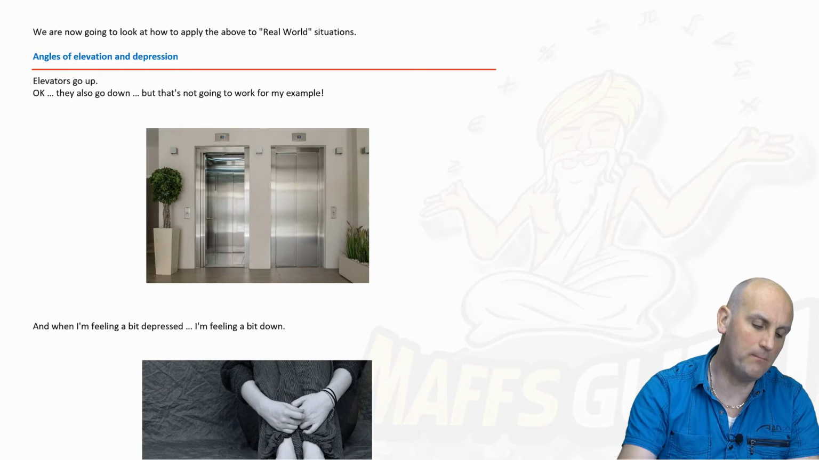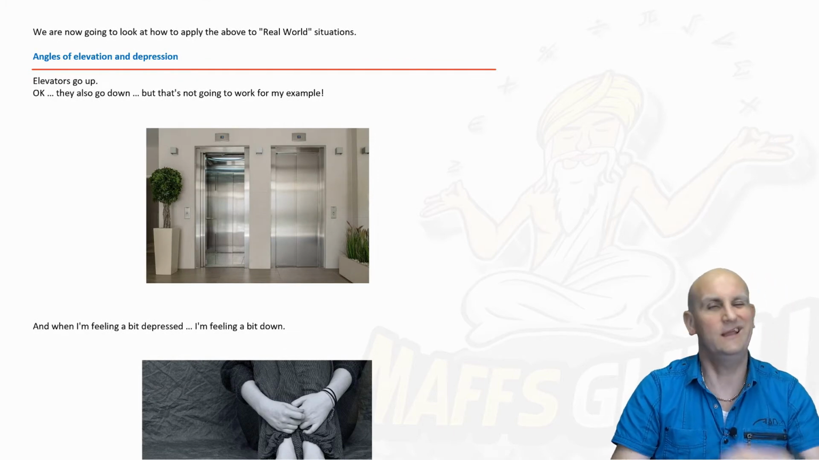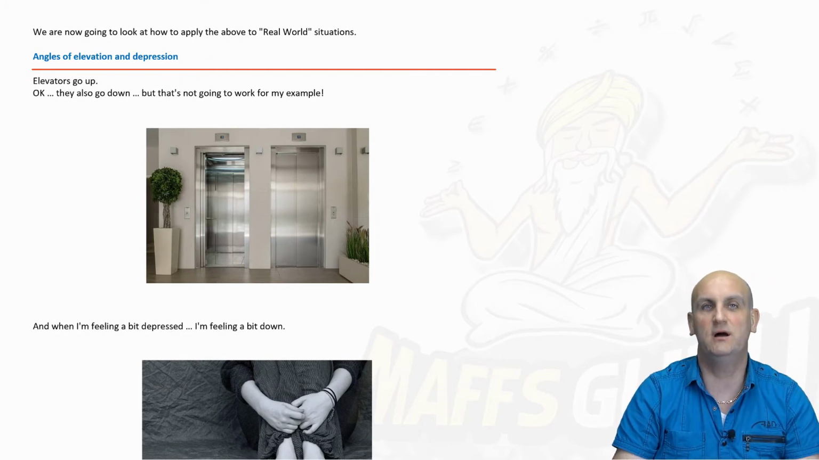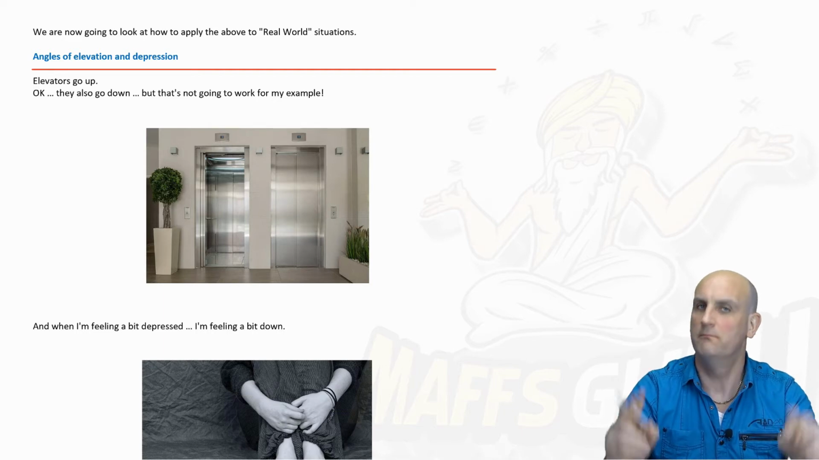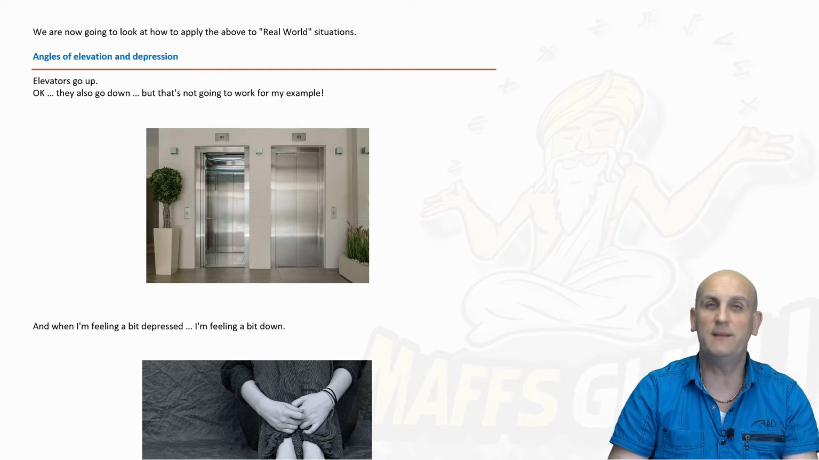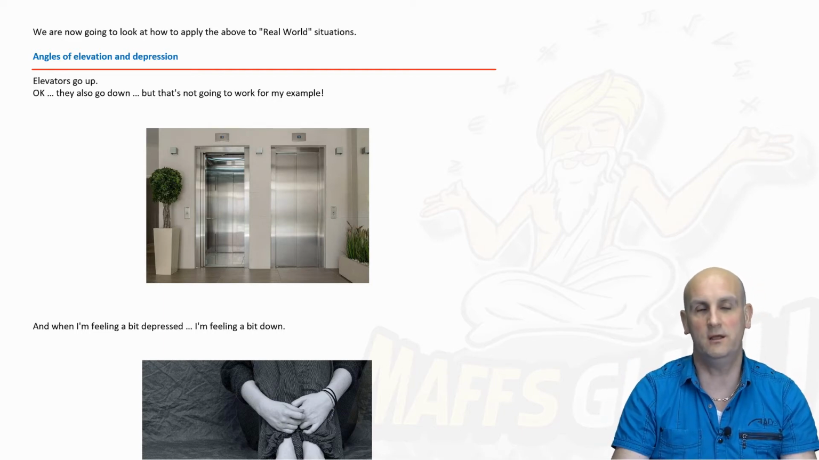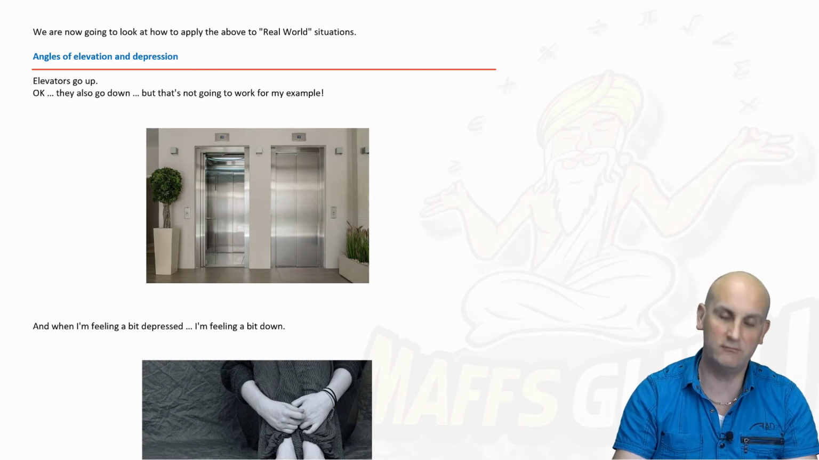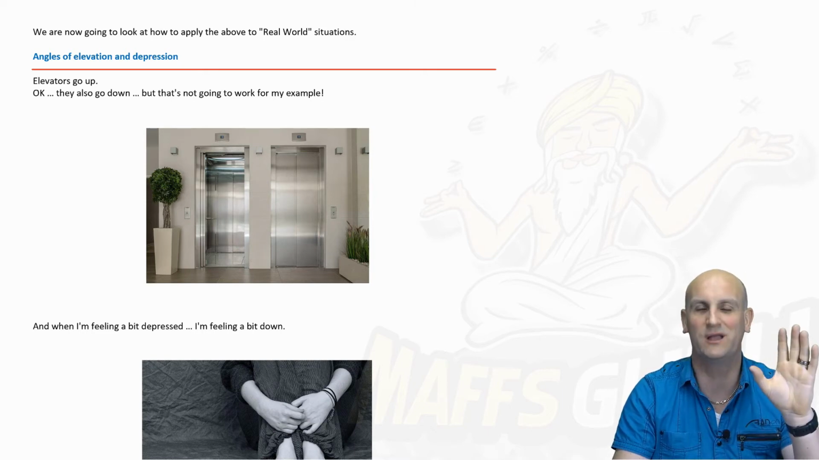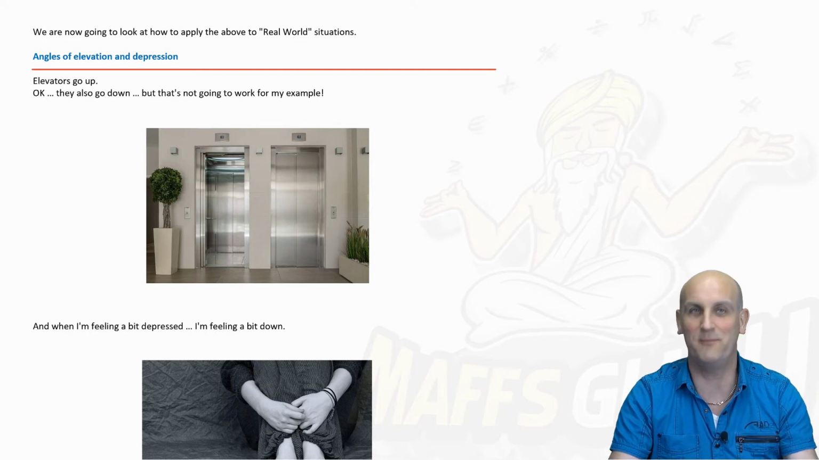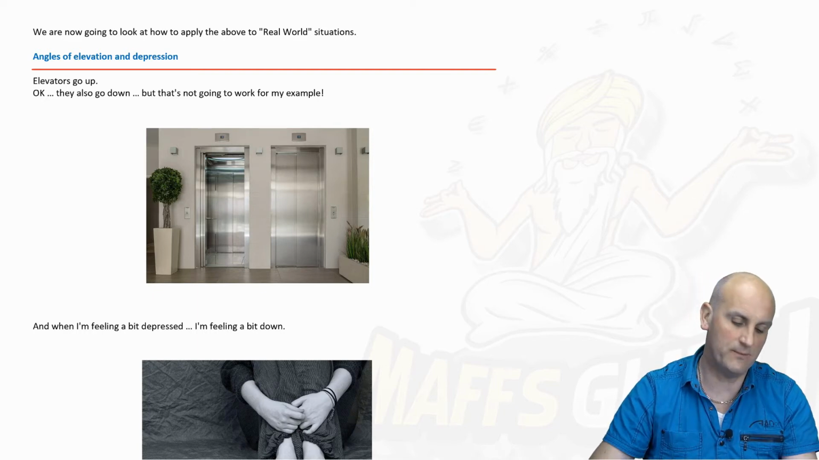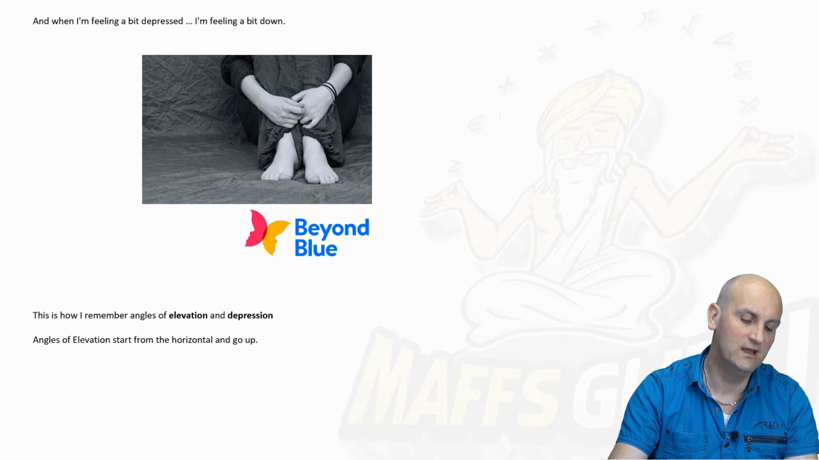Now, how are we going to apply this stuff? Well, basically, angles of elevation and depression are just a huge trick. It's Pythagoras, but in disguise. So I always think about elevators as going up. I know they go down as well, but I generally always take them up. Never want to walk upstairs, happy to walk down them, never up. So elevators go up, and sadly, when I'm feeling a bit depressed, I'm feeling a bit down.